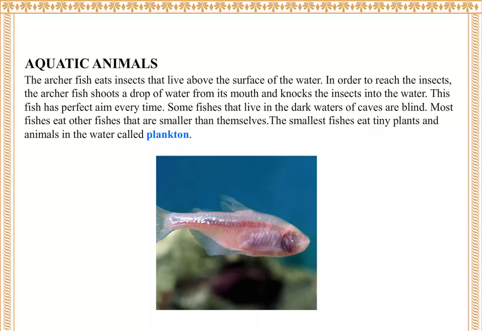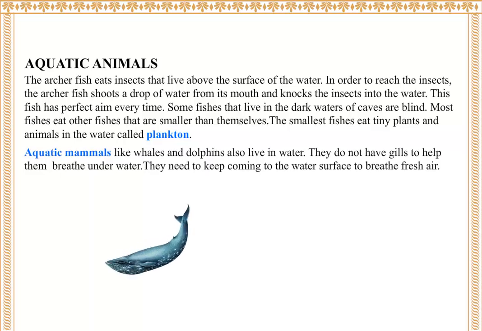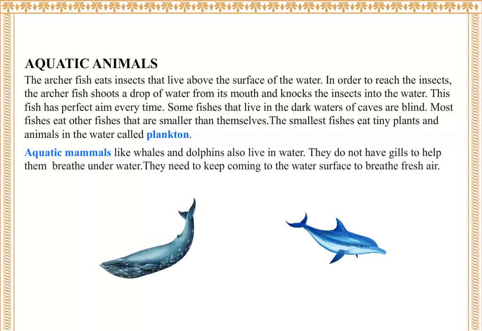Most fishes eat other fishes that are smaller than themselves. The smallest fishes eat tiny plants and animals in the water called plankton. Aquatic mammals like whales and dolphins also live in water.